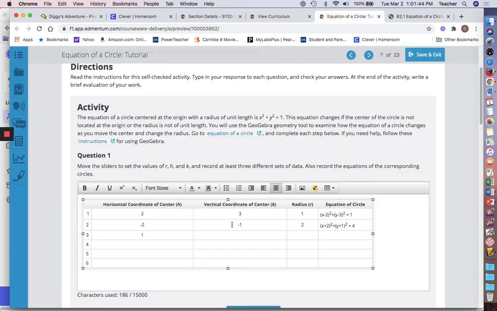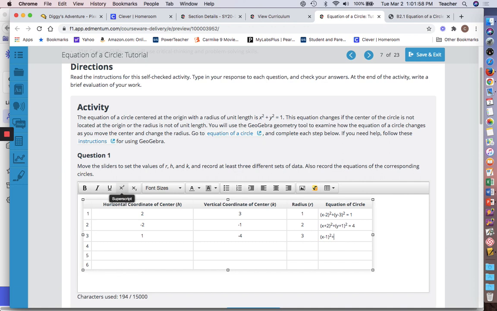1, negative 4, 3. All right, so plug and chug. So we got x, and it's a plus 1, so it's going to be minus 1 in your formula. Squared. Plus. All right, we got y, and it's a minus 4 here, so it's going to be a plus 4 in your formula. Squared. And then since radius is 3, 3 squared is 9.